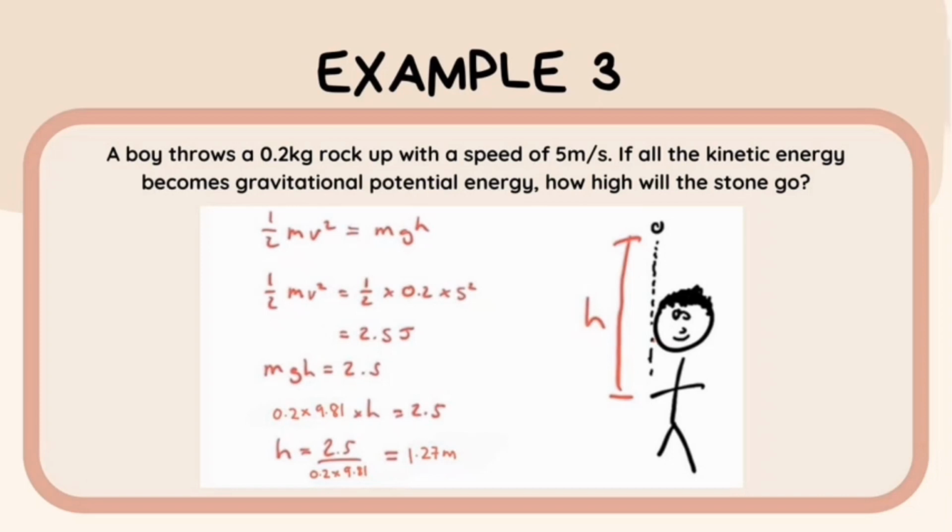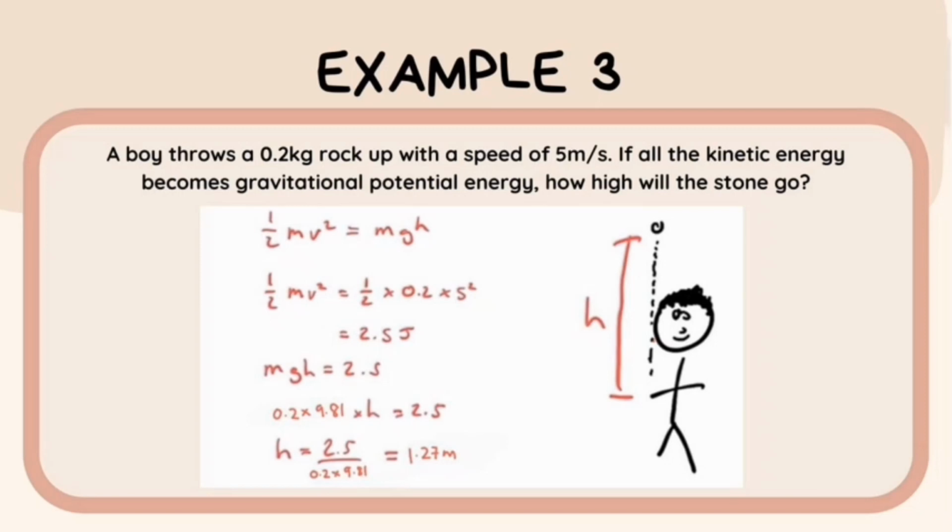So in this question, they want to know the height of the stone. So 1/2 mv², which is the formula of kinetic energy, equal to mgh, which is the formula for potential energy. So we already know a mass, which is 0.2 kilogram, and a speed of 5 meter per second. So from the information given, we can know the kinetic energy.